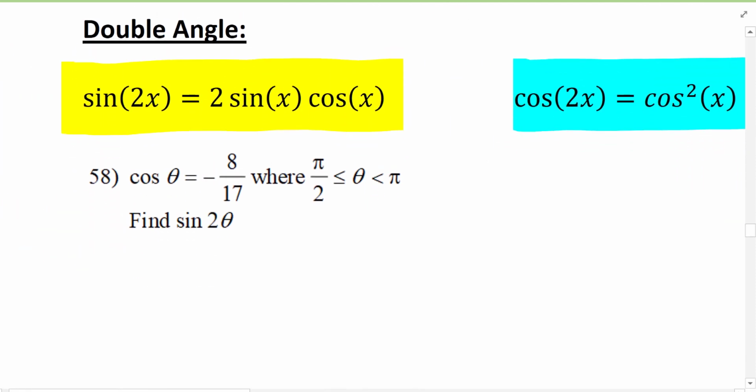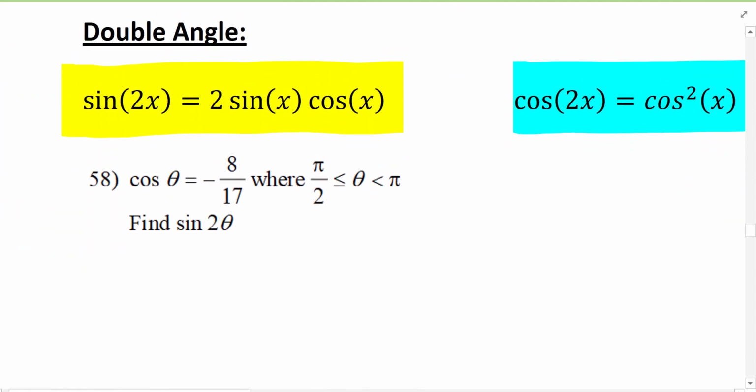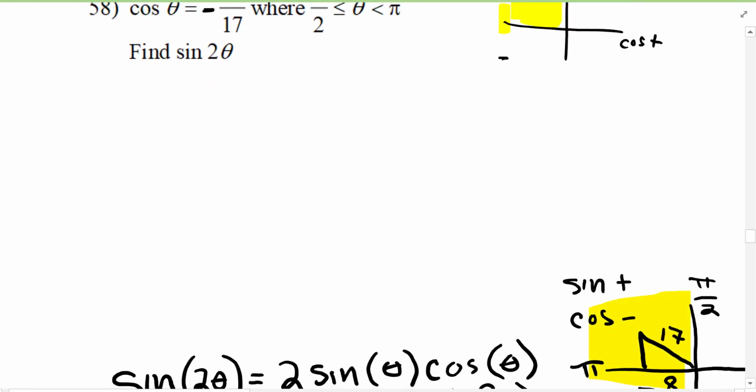All right, so I'm going to get started on the double angles here. So this is what we know. We know that cosine of theta is negative. So let's see, cosine is positive here, and cosine is positive here. And cosine is going to be negative here, here, and where we're going to be talking about is between pi and pi halves. So here is pi halves. So we're going to be talking about this quadrant.